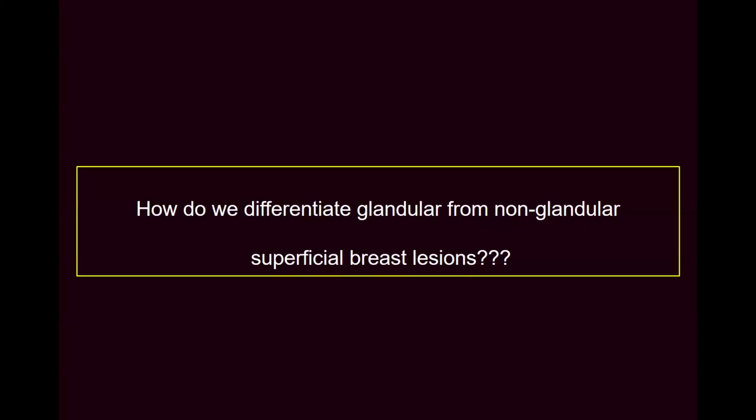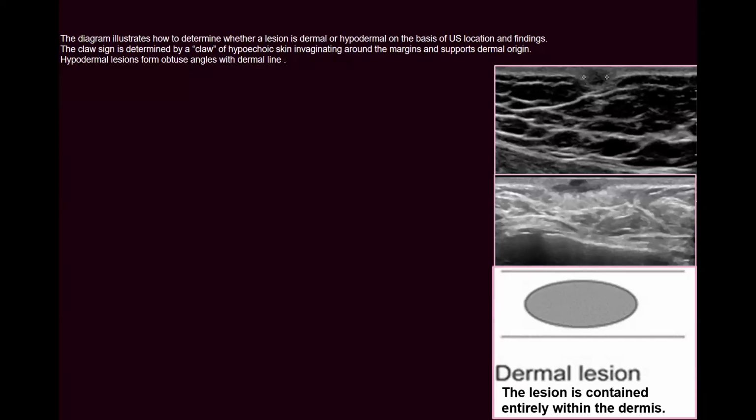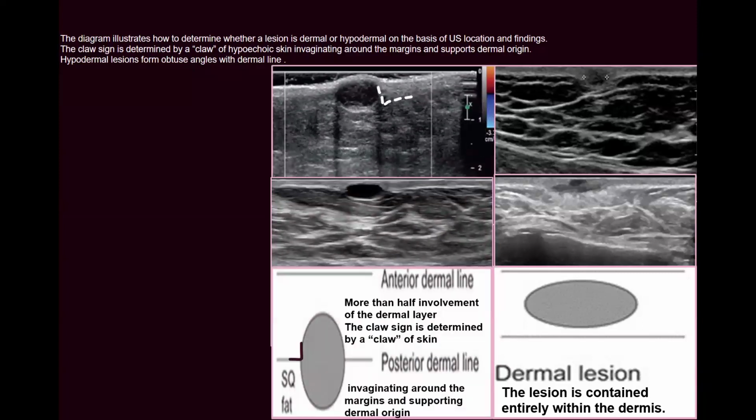Okay, how do we differentiate glandular from non-glandular superficial breast lesions, or differentiate whether these superficial lesions arise from anterior TDLU, or are non-glandular lesions arising in the subcutaneous layer? Definitely this example is very clear that this is a dermal lesion, because it is contained within the dermis. So no doubt for this.